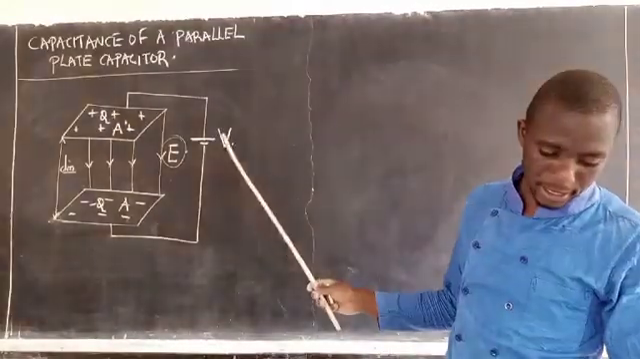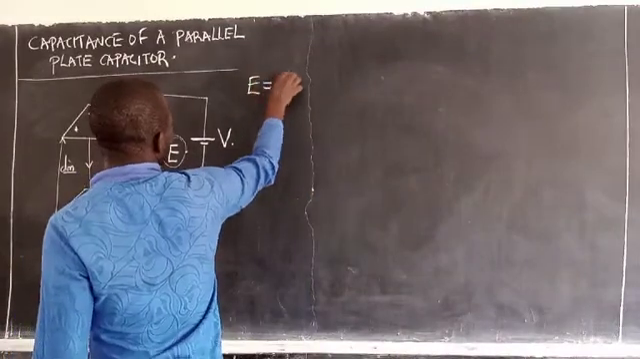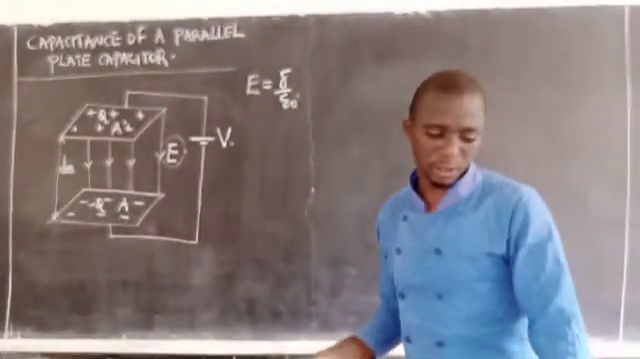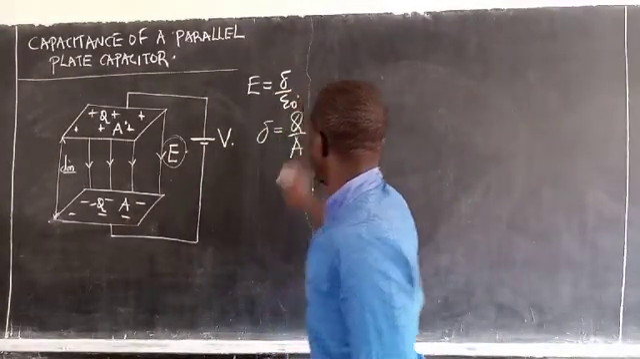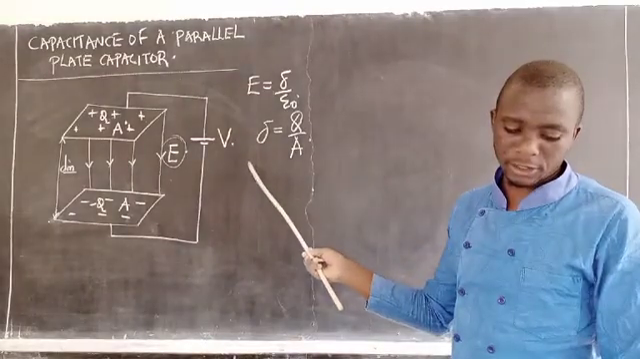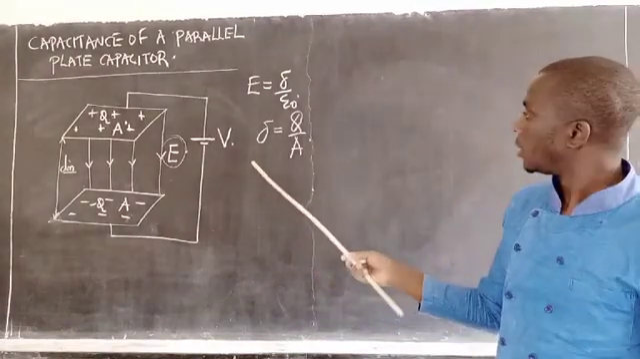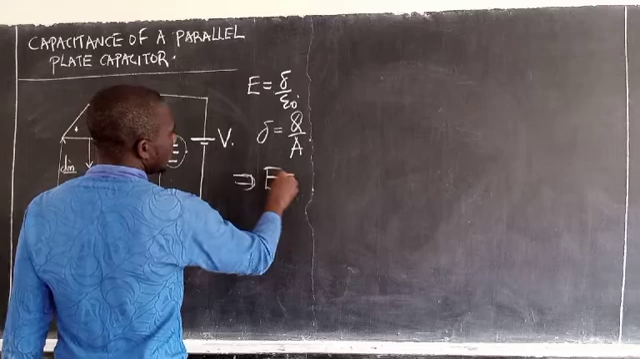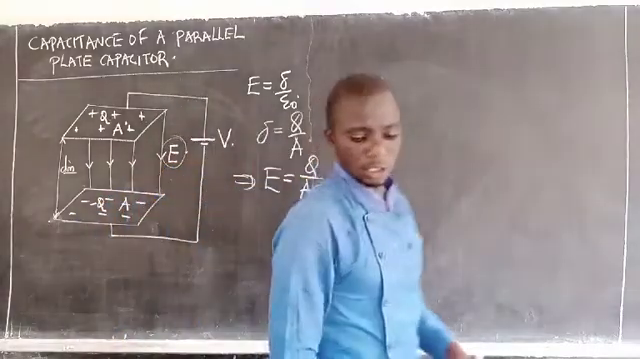the electric field intensity E of the field between the capacitor plates is given by E equals sigma over epsilon naught, where sigma is the surface charge density, which equals Q over A. So E becomes Q over A epsilon naught. You can call it equation 1.